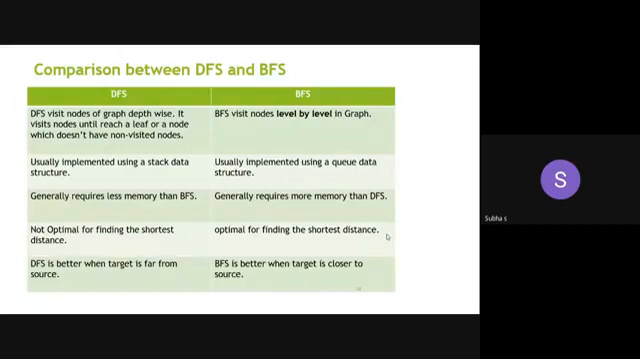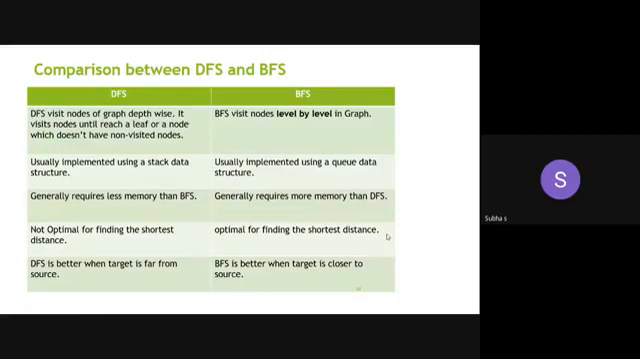So look at the point, DFS visits the nodes of a graph depth-wise. By the name itself, we are going to move on vertically in a depth-wise manner. In BFS, we are going to move breadth-wise. Breadth-wise means level by level. So that is called level order traversing. BFS, okay, so it visits the nodes level by level.